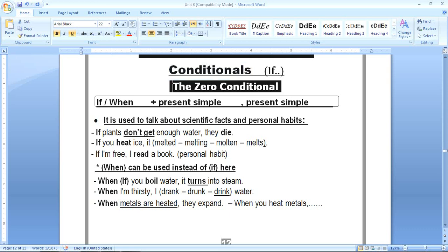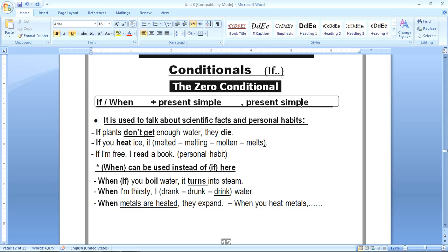Let's start with the zero conditional. As you all know, there are many conditionals in English. Let's start with the first one. The zero conditional has its own structure, which is if or when plus present simple, and present simple in the other part of the sentence too. Okay, so let's take some examples and let's learn when we use the zero conditional in English.